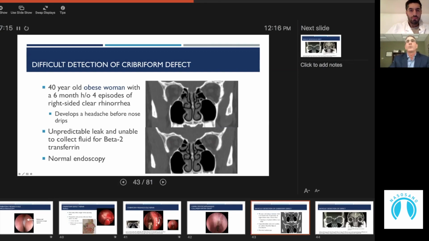It's a 40-year-old obese woman with a 6-month history of 4 episodes of clear right-sided rhinorrhea. She developed a headache and then would have a leak, and then it would stop and the headache would subside. She could not collect fluid, so we could not test for beta-2 transferrin. And this is her CT scan. It looks perfectly normal, at least we thought so in the beginning.